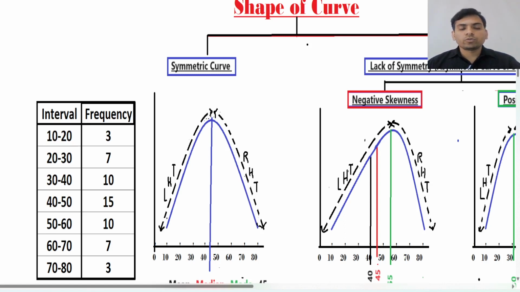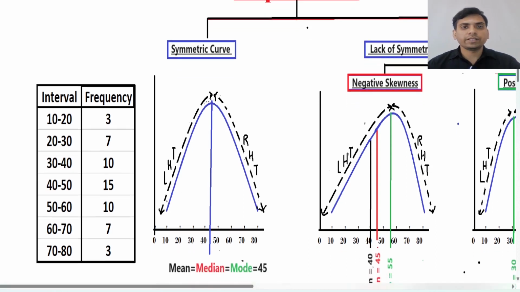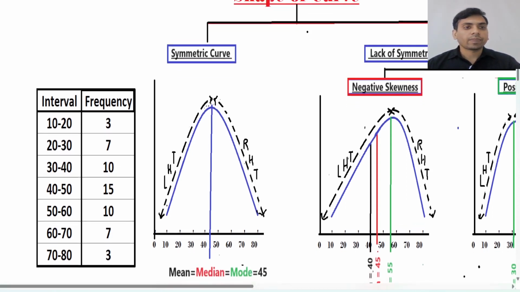Okay, so to understand the concept of skewness, we first have data for a symmetrical curve. We have this data set with intervals and different frequencies, and you will see one important thing in this data set. The frequency in the first half is in ascending order, and then the same in descending order. For this kind of data, you will see mean, median, and mode are all equal.